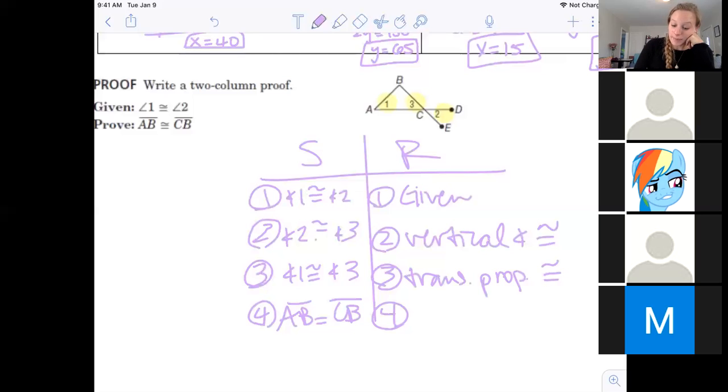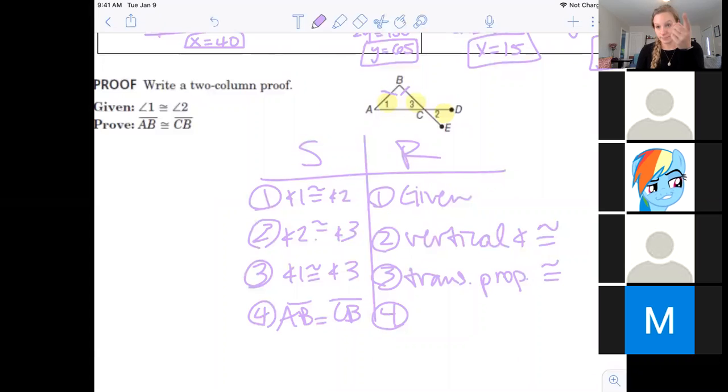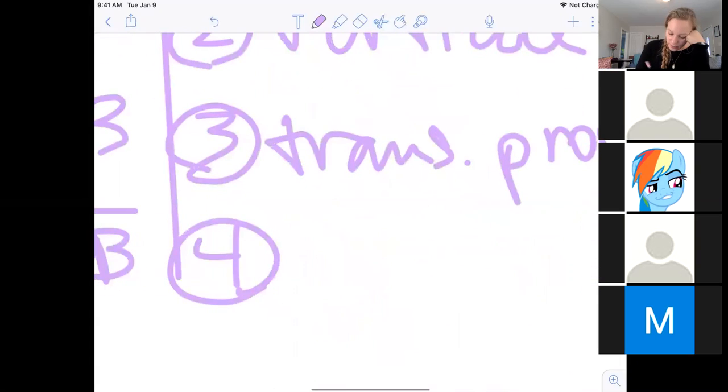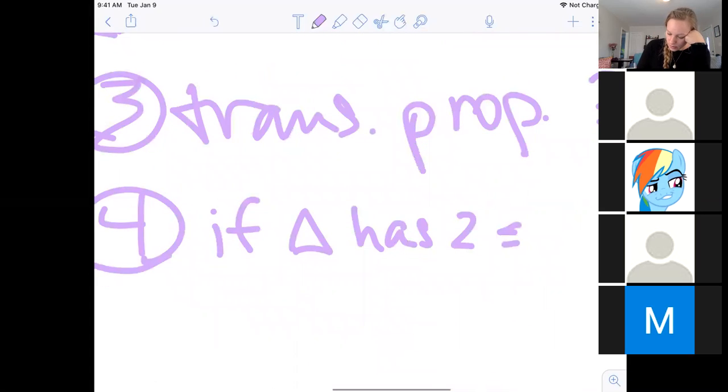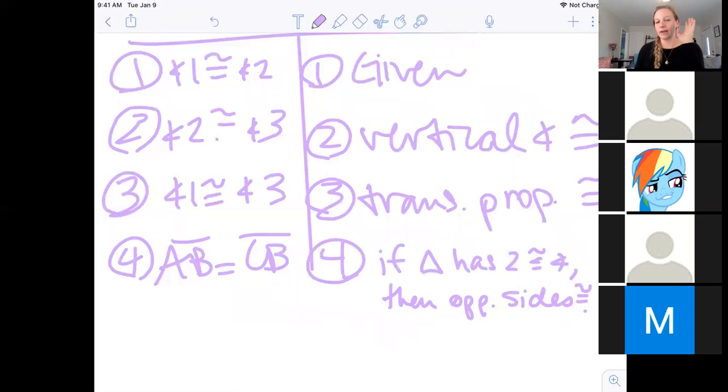And then last, why am I now allowed to say AB and BC are congruent? Definition of congruent. Because, so we don't have congruent triangles yet. It's because if 1 and 3 are congruent, then the 2 sides are congruent, like the thing we just learned. So what we just learned about is if the 2 angles are congruent, then the 2 sides opposite them are congruent. So we're going to write this: if a triangle has two congruent angles, then the opposite sides are congruent. So that is the new thing we learned today: if I've got sides congruent, I've got angles congruent. If I've got angles congruent, I have the sides congruent.